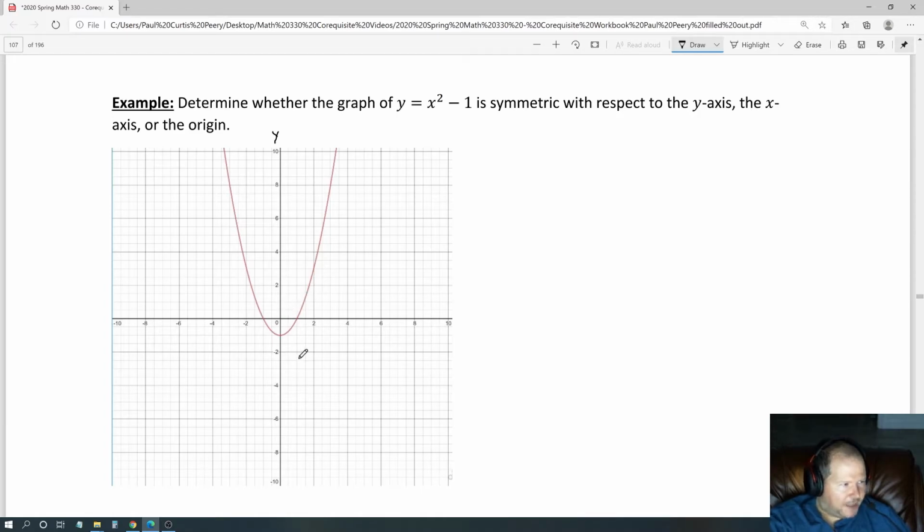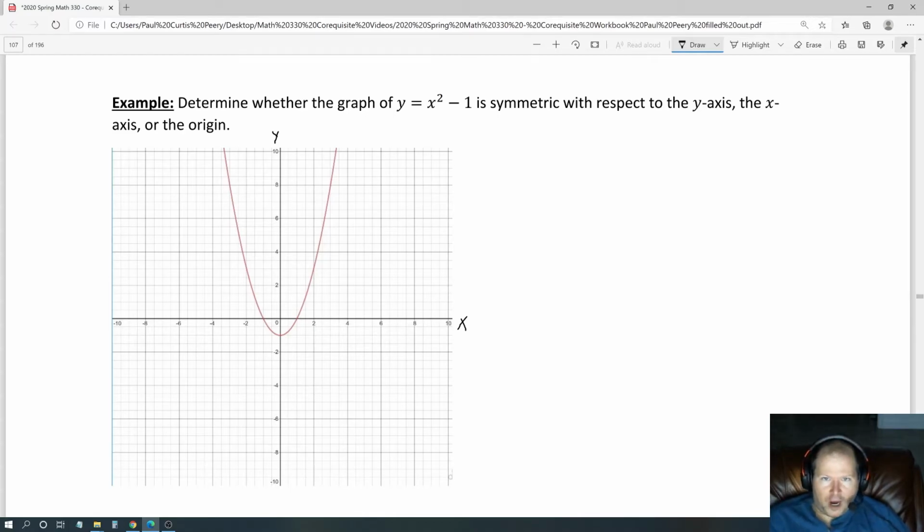You could look up and down. Does it reflect up and down, right? And the answer to that is no. And since that's the x-axis, we would say it does not have x-axis symmetry. And we could look whether it reflects vertically. No, it does not. So it does not have origin symmetry. Now what we're going to do is we're going to algebraically test them, and then we're going to verify what we can already see. Okay, so let's try this.